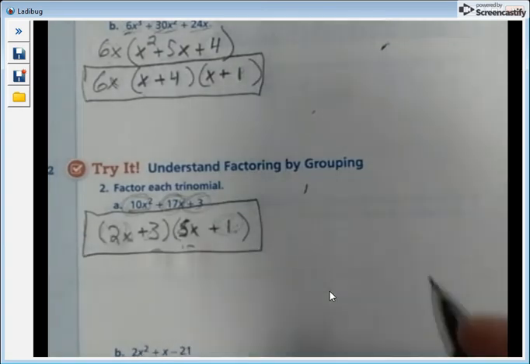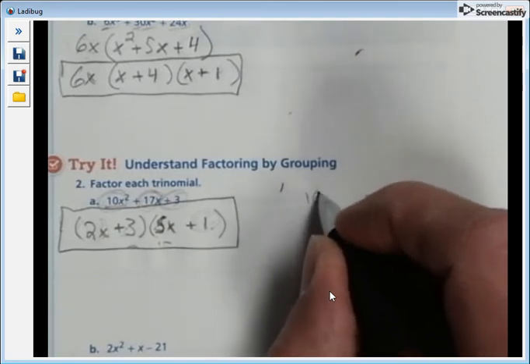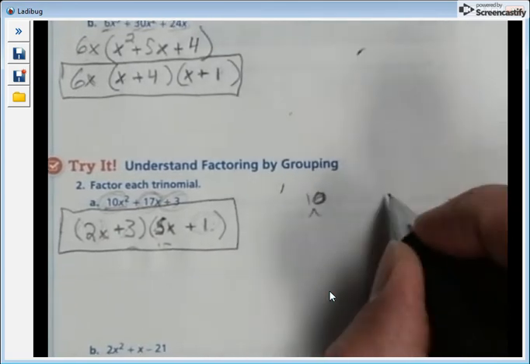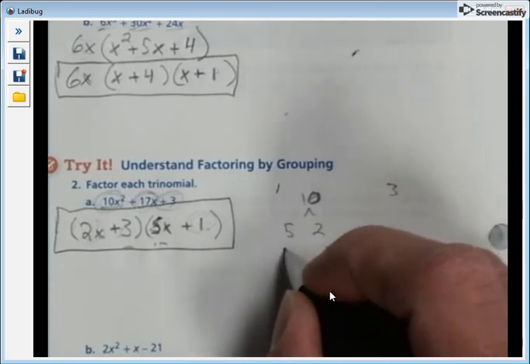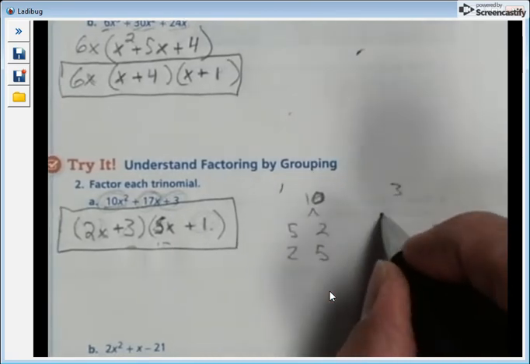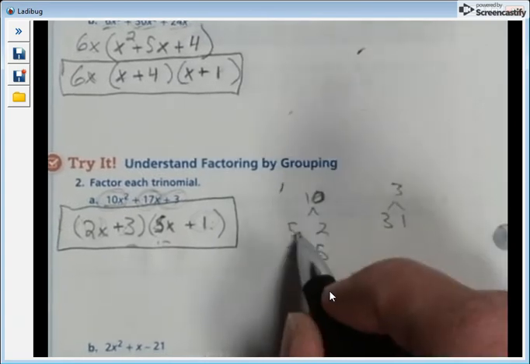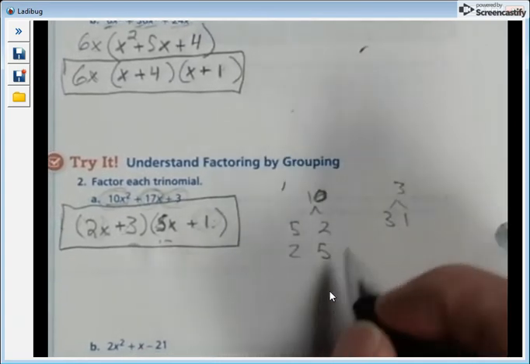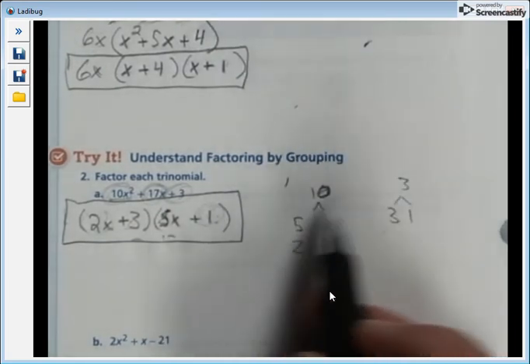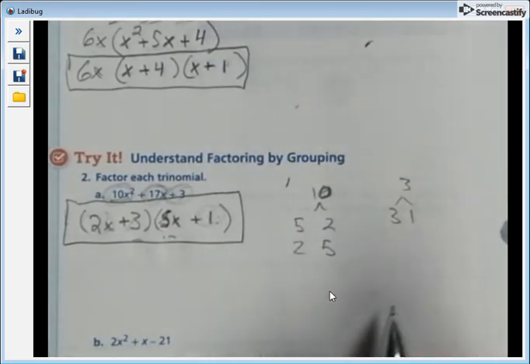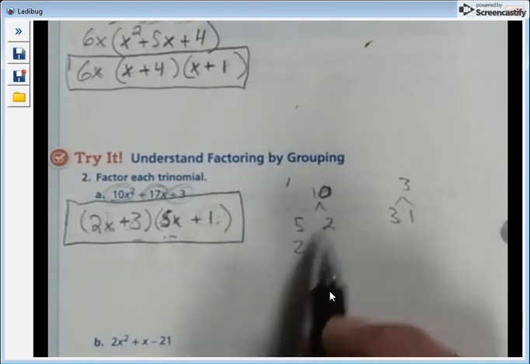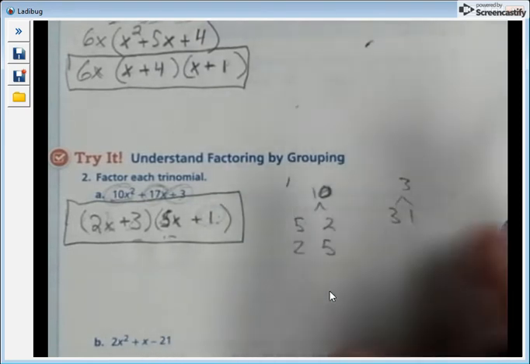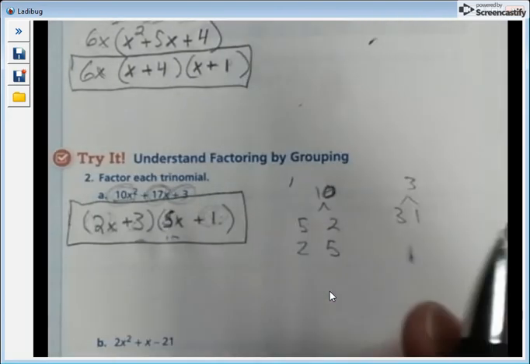And there are other ways you can do this. You can put the 10 over here and the 3 over there, and write out your factors, 5 and 2, 2 and 5, and your 3 and 1, and then just multiply and add until you find it. So you can show your thoughts over to the side: 5 times 3, 2 times 1, add them. 2 times 3, 5 times 1, add them. However you want to organize it.